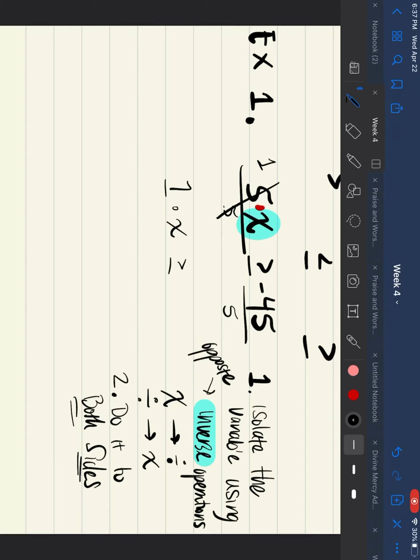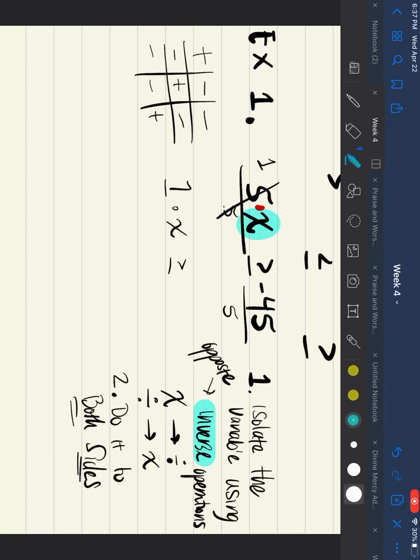You're dividing a negative by a positive. In this case, you would need to use your tic-tac-toe to remember what a negative divided by a positive is. Remember, positives go all the way down, negatives go over here, and then we have here that a negative divided by a positive is a negative. Therefore, negative 45 divided by 5, well, 5 times 9 is 45, but in this case, it's going to be negative 9.